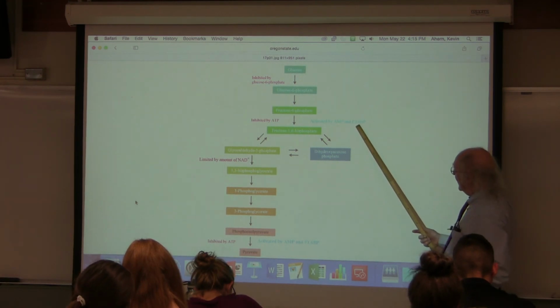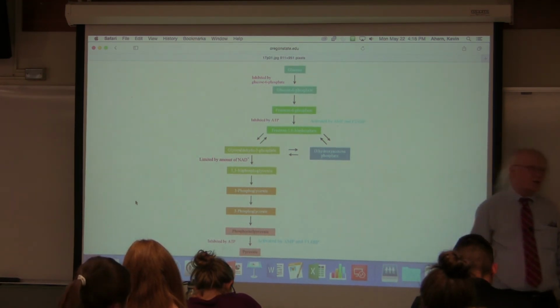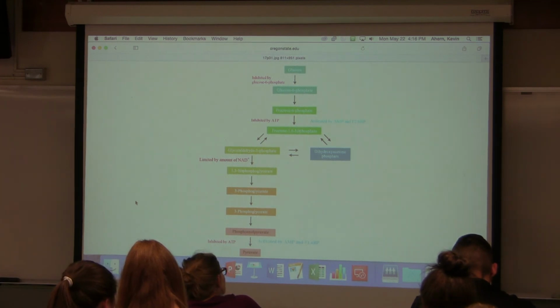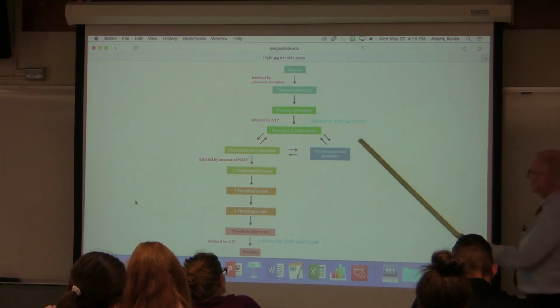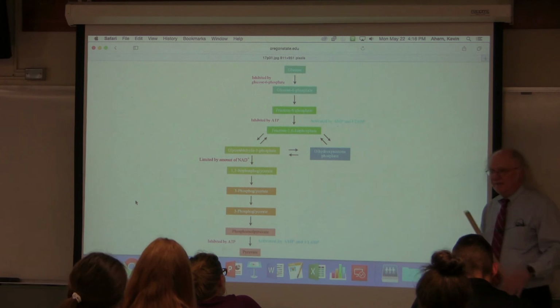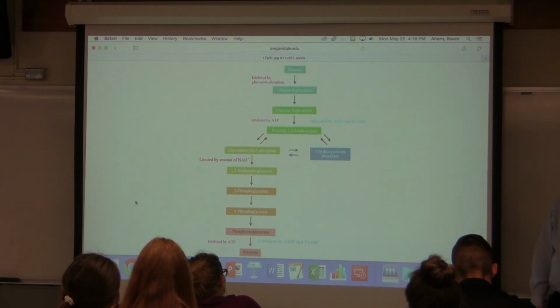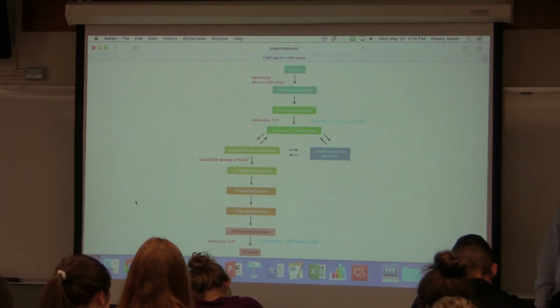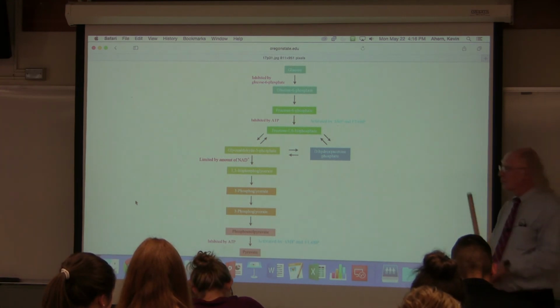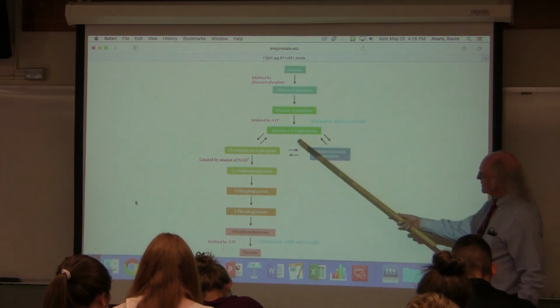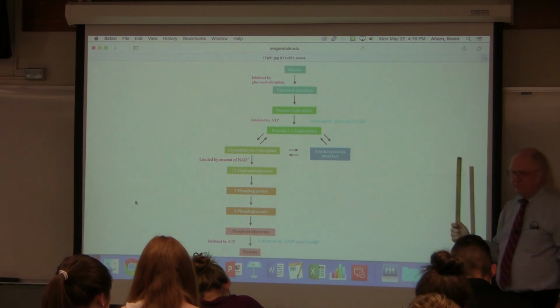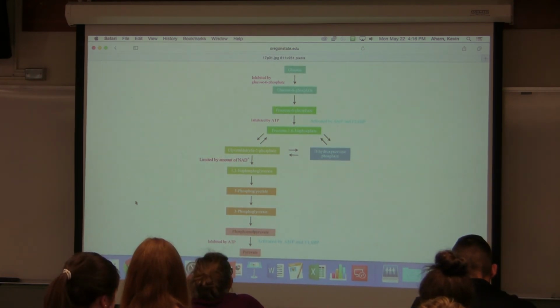Now, this other molecule, F26BP, I'm going to talk about when I talk about gluconeogenesis. So just keep that one stored in your head. But you'll notice it's activated by F26BP. So PFK, a lot of numbers and letters there, is activated by F26BP. And notice 26BP is not the same as 16BP. Okay?